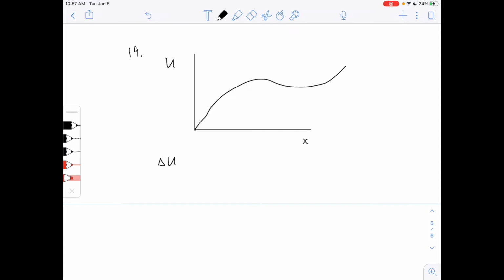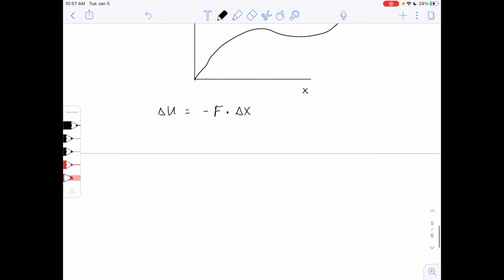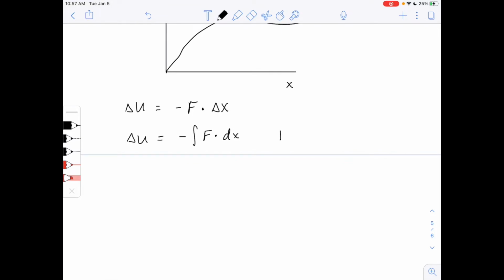Okay, so what we know from the last video is that the change of potential energy, in terms of force, is equal to, if you're in honors physics, negative F dotted with delta x. And if you're in AP physics, then it's the negative integral of F dotted with dx. Okay, and we said that force is equal to the negative derivative of potential with respect to x.